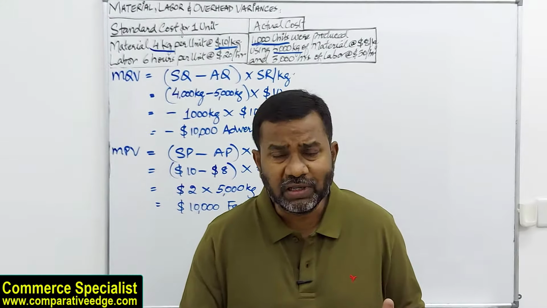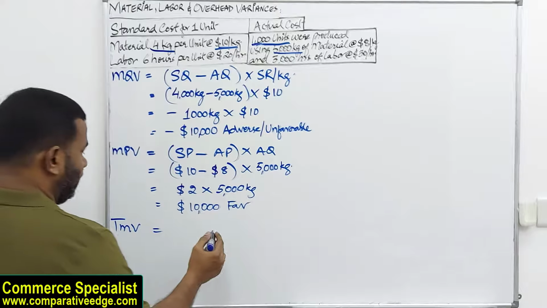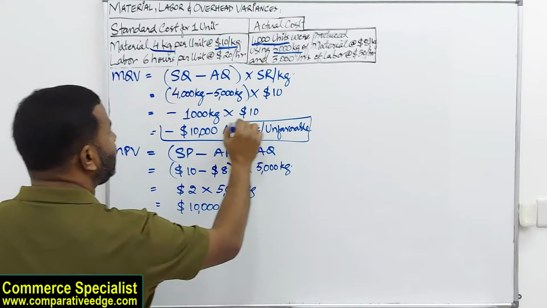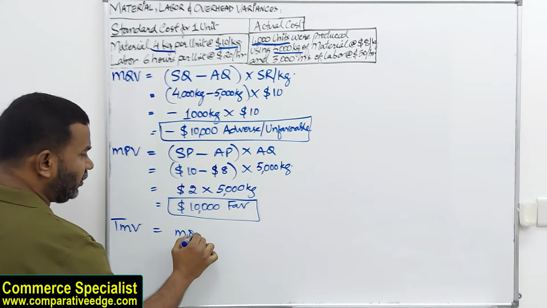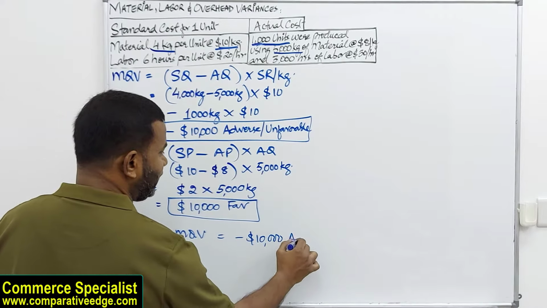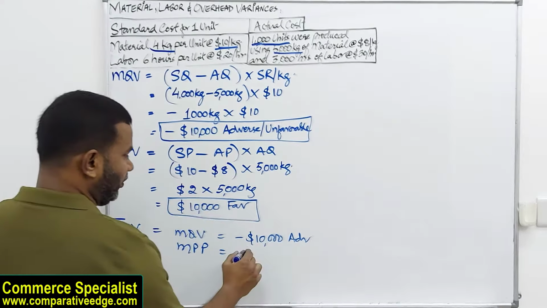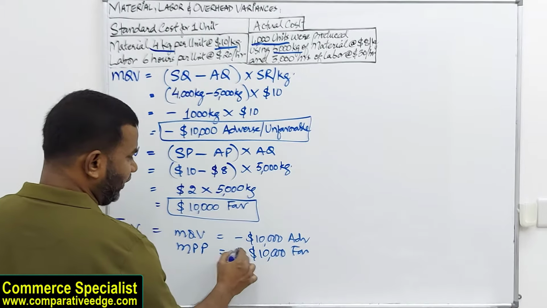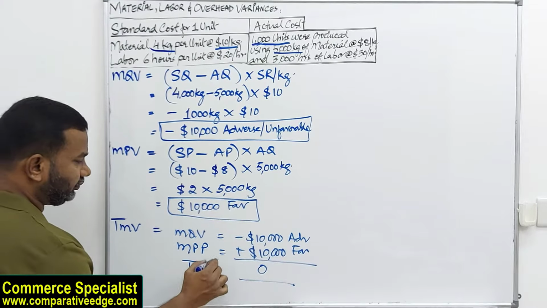So the third variance for material is overall material variance, or you can call it total material variance. Calculating total material variance is easy if you already have material quantity variance and material price variance, because you can net them off. So you have material quantity variance, which is minus 10,000. Minus is an adverse variance. You also have material price variance, which is 10,000 favorable, a positive amount. Now this is plus minus minus, which is zero. So this is your total material variance.